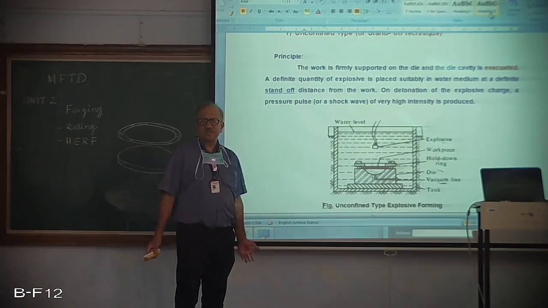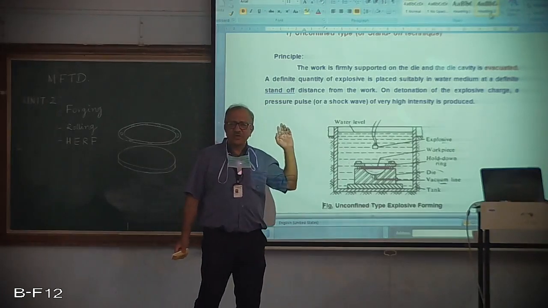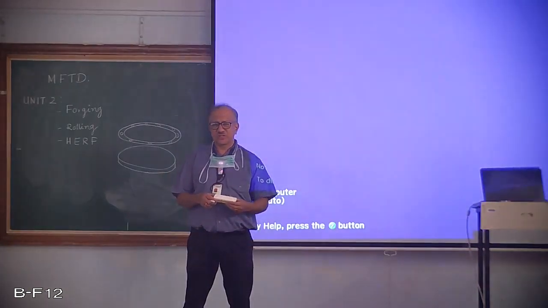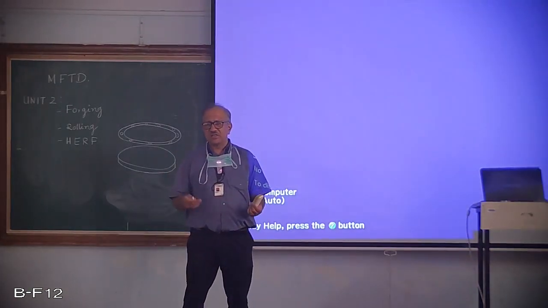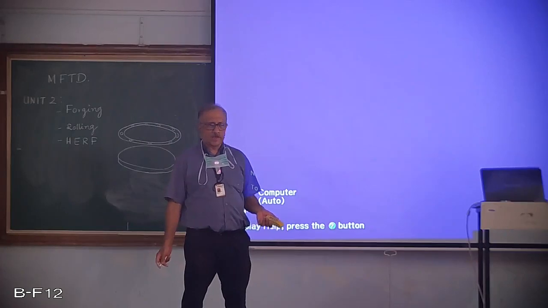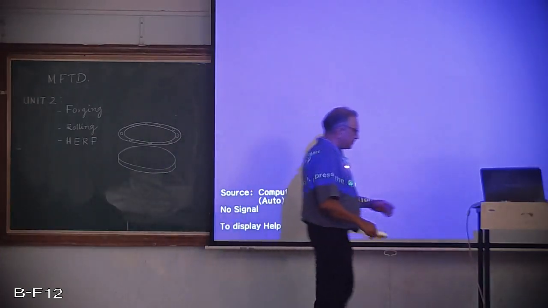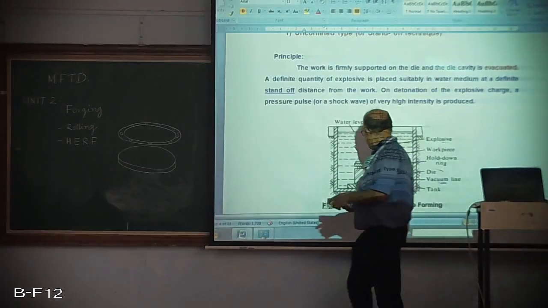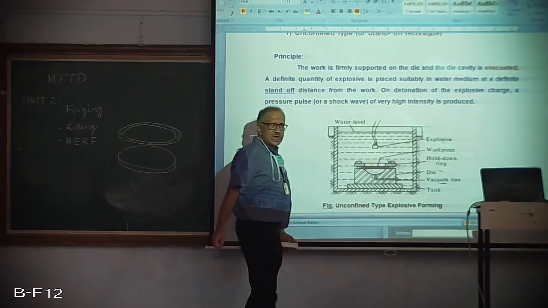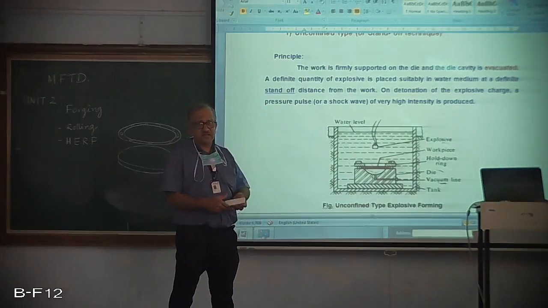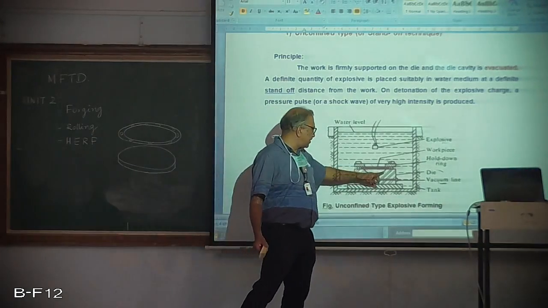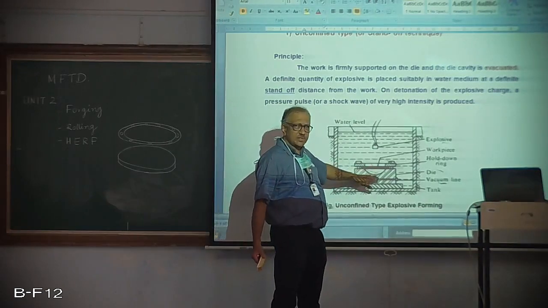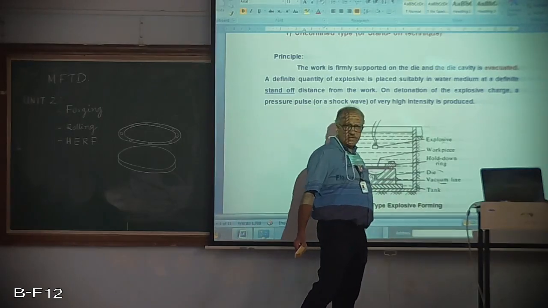Try to recollect. Some time back, one of the features of HERF processes is the requirement of vacuum in the die, so that there is no adiabatic heating of the air. And what would happen if we don't have the vacuum line or the vacuum pump?